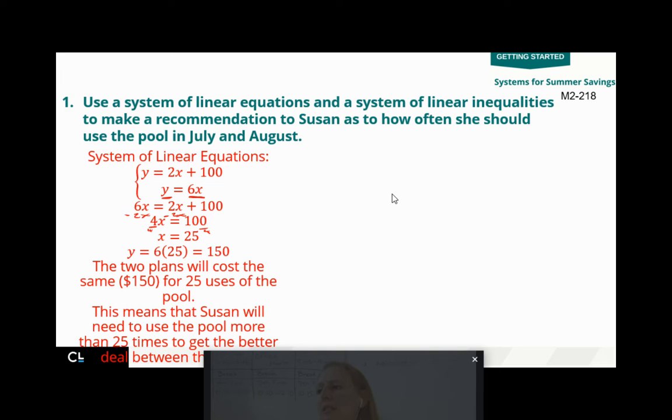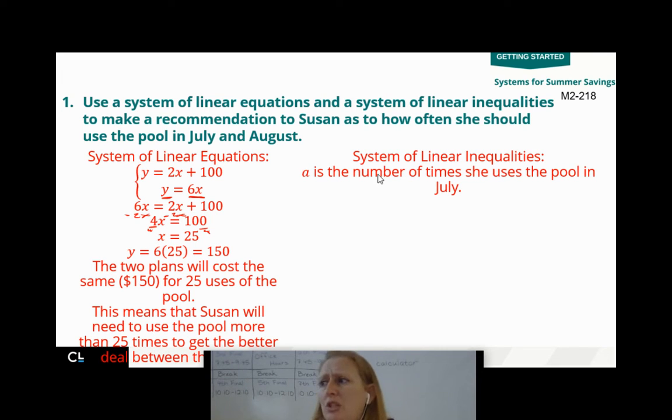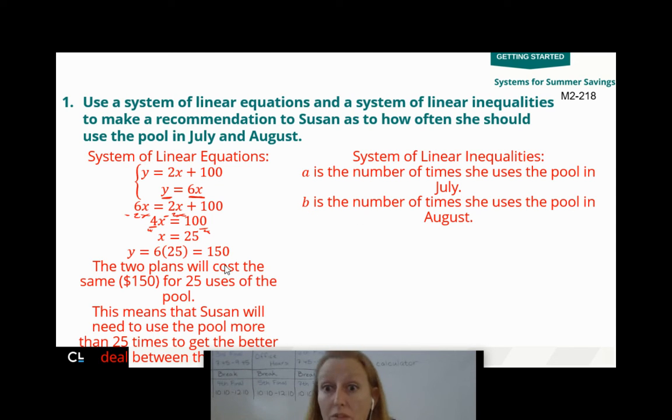So let's see how that translates into some linear inequalities, right? So let's talk about systems of linear inequalities. And we'll say, because she's going to use it in July and August, that A is the number of times she uses the pool in July, B is the number of times she uses the pool in August. And we're saying that together, she needs to use the pool more than 25 times, okay?